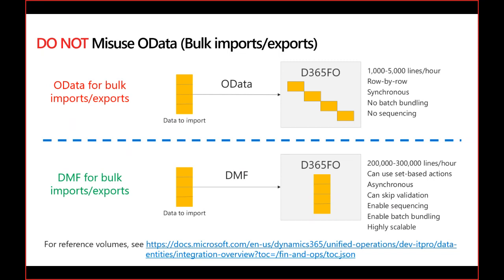The other one at the bottom is DMF, where you can go to much larger volumes, as an estimate here, 200,000-300,000 lines per hour, depending of course on the workload, how you designed your entities, whether you use parallelism, and whether you use set-based operations. This can be really highly scalable.